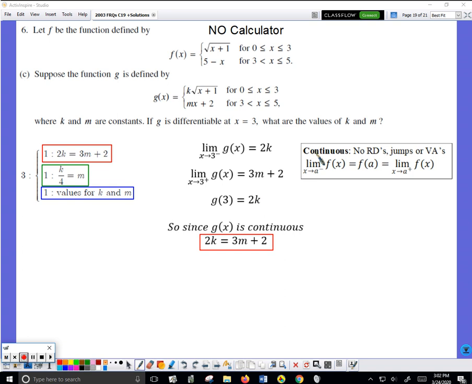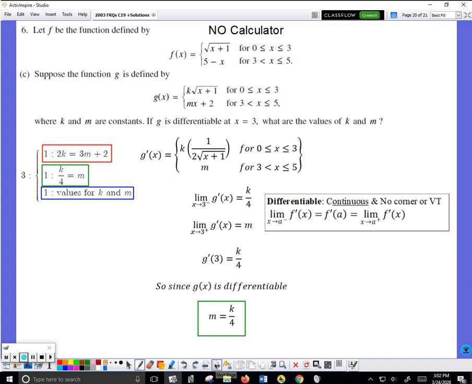g must be continuous for g to be differentiable. So I figured out an equation. It doesn't help me find k or m yet, but I can keep going at least. And if I write that equation down, the grader sees it, the grader will give me one of the 3 points.